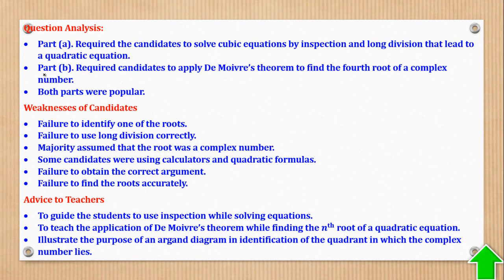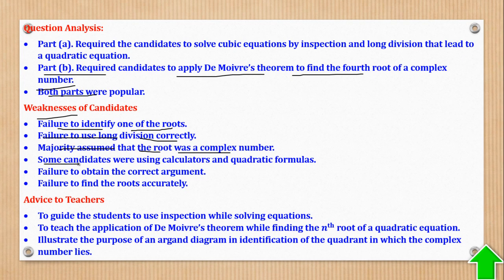Okay, then part B. Part B required candidates to apply De Moivre's theorem to find the fourth root of a complex number. Both parts were popular, meaning they were attempted by many, but there were some weaknesses. One was failure to identify one of the roots. That inspection of saying z equal to 1 was a challenge. So you have to first use the calculator to get a real root. That's what you write in the inspection part. Then failure to use long division correctly, so you have to master long division. The majority assumed the root was a complex number. It is not okay.